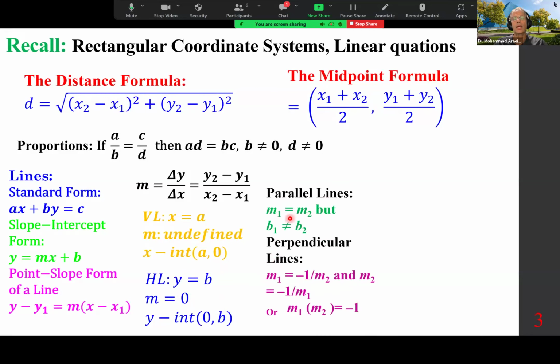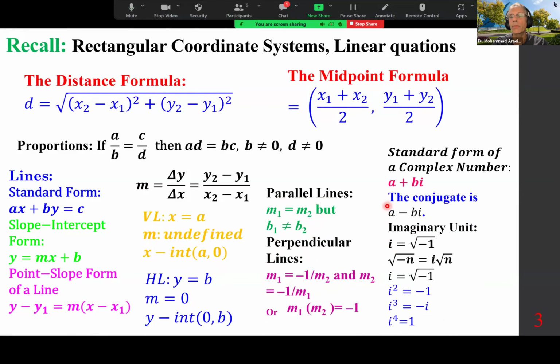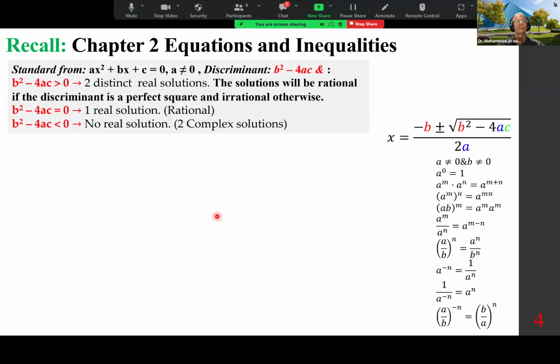Two lines are parallel if they have equal slopes and different y-intercepts. They are perpendicular if the product of their slopes is -1, or simply m1 times m2 equals -1, or m2 equals -1 over m1. A complex number has a standard form of a plus bi. Its conjugate is a minus bi. The imaginary unit i is the square root of -1, and the square root of -n is i times the square root of n. Therefore, i squared is -1, i cubed is -i, and i to the power of 4 equals 1.